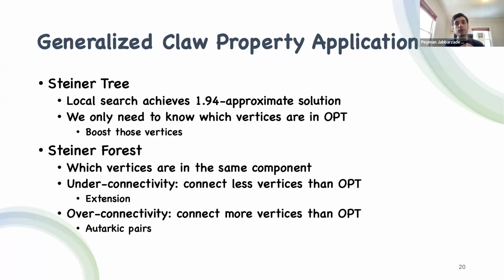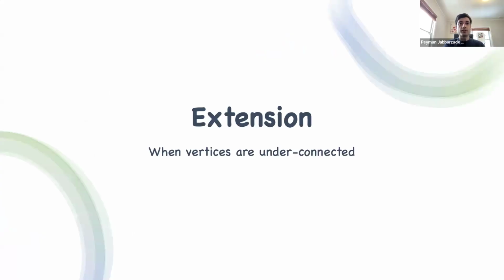The other issue can be over-connectivity. I mean, we are connecting many components of the optimal solution together and we have one component for all of them. And we design another approach that solves this issue. So one of these two is the majority of the issue and the majority of the difference between us and the optimal solution. So let me first explain the extension.